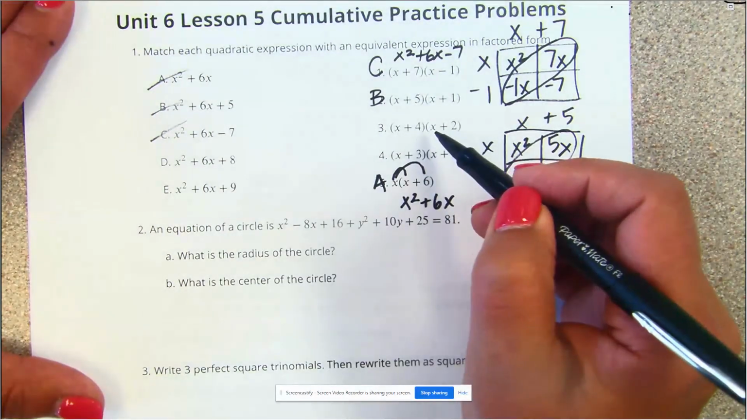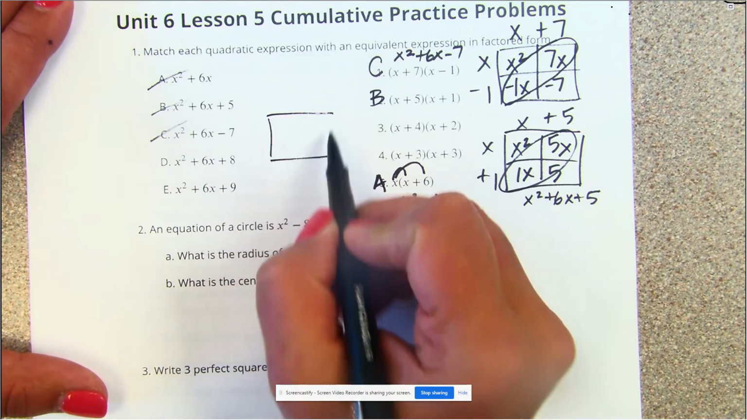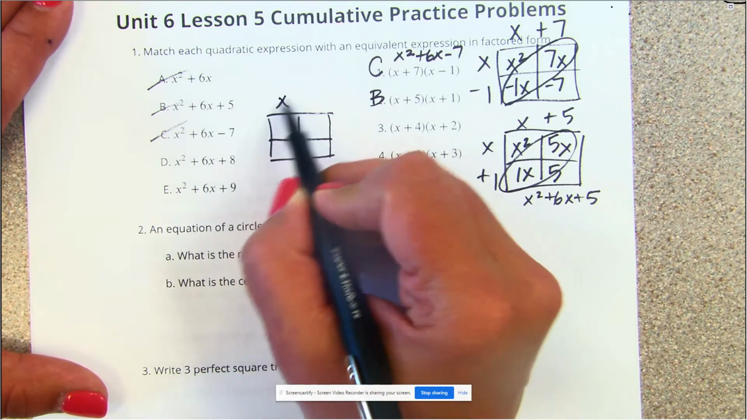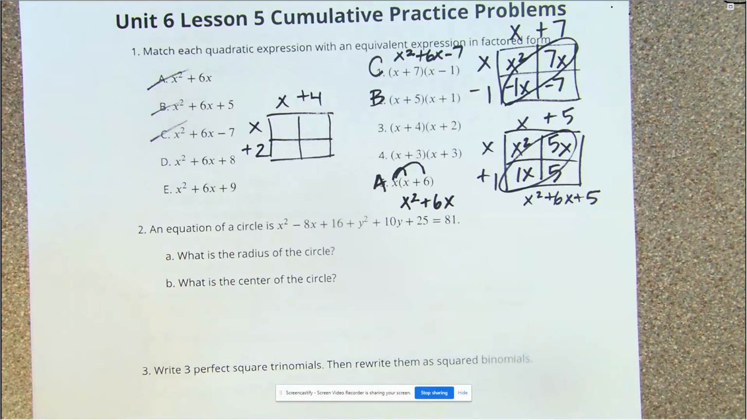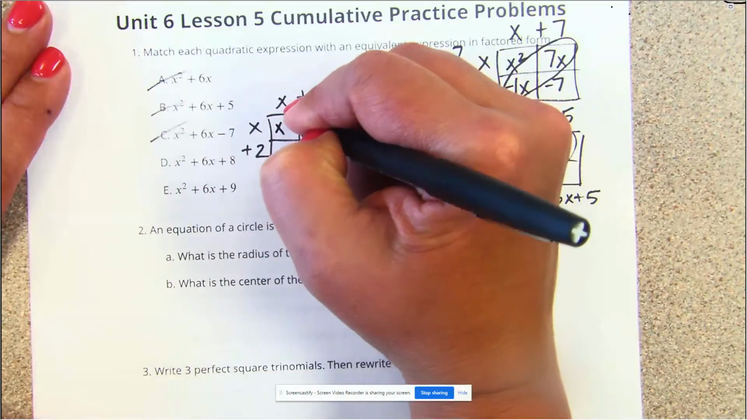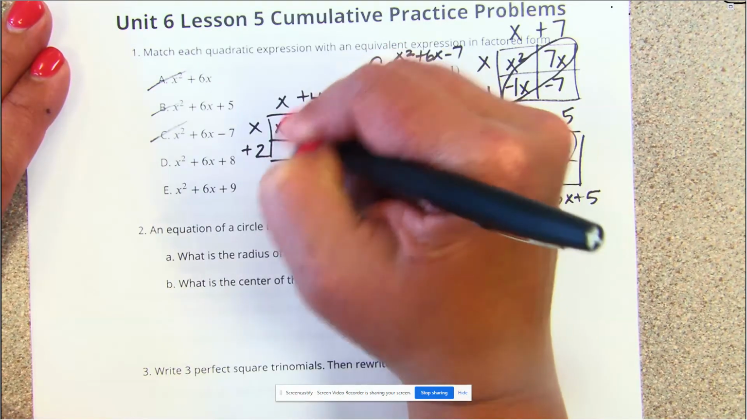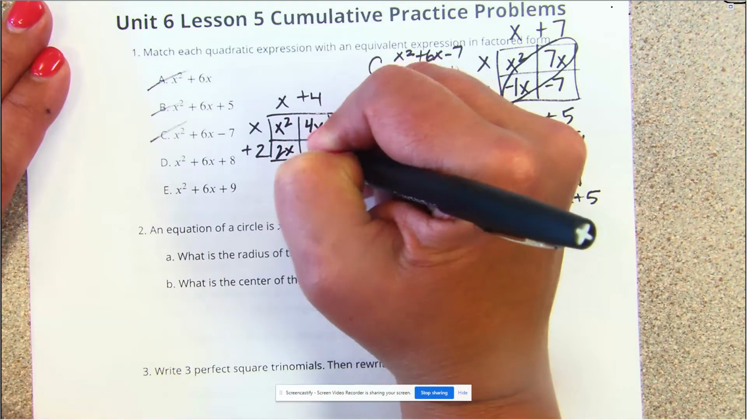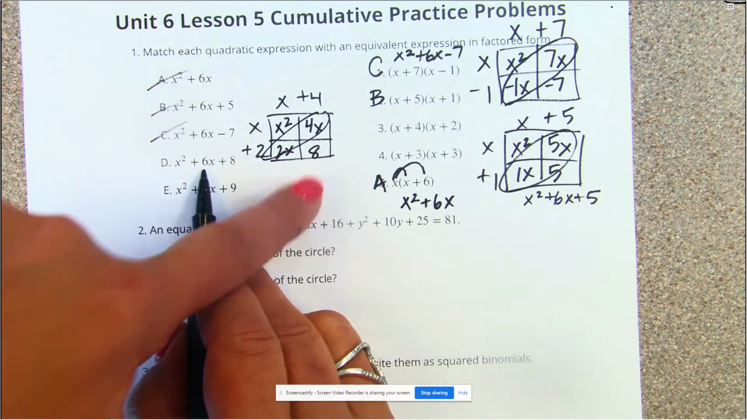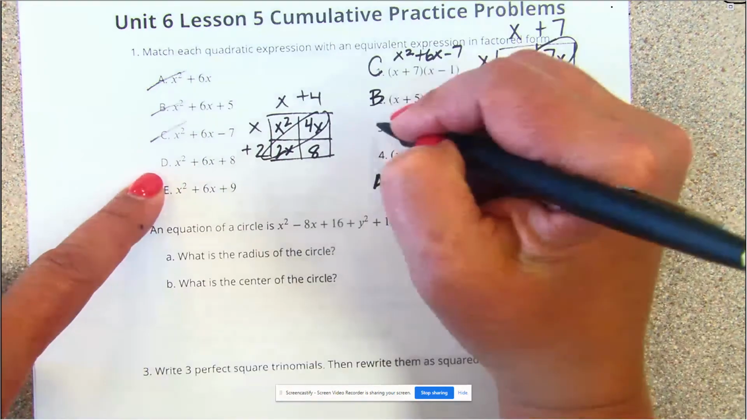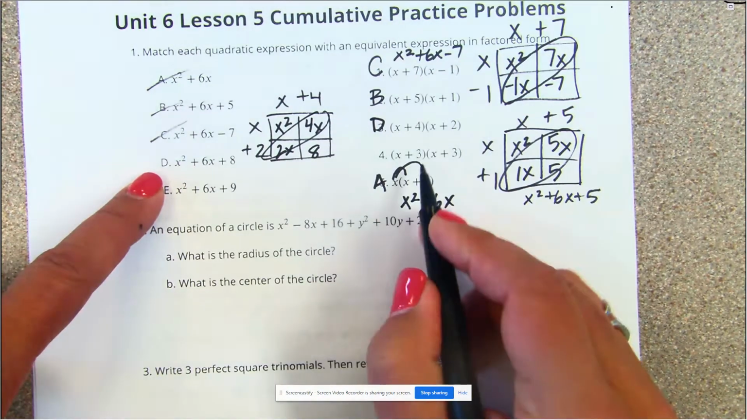Let's do this one. X plus 4 times x plus 2. You might be figuring out a way to do this without the box. The box is just a way to organize your thinking. X squared, 4x, 2x, 8. Those two make 6x. There it is, 6x with an 8 on the end. This one is D.